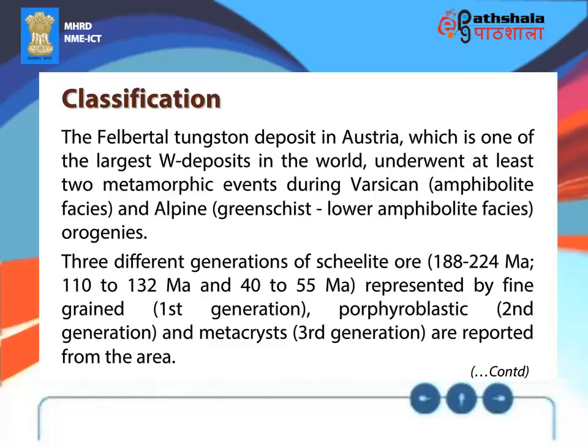The Felbertal tungsten deposit in Austria, which is one of the largest tungsten deposits in the world, underwent at least 2 metamorphic events during Variscan amphibolite facies and Alpine greenschist to lower amphibolite facies orogenies. 3 different generations of scheelite ore, 188 to 224 million years, 110 to 132 million years, and 40 to 55 million years, represented by fine-grained first generation, porphyroblastic second generation, and metacrysts third generation, are reported from the area.